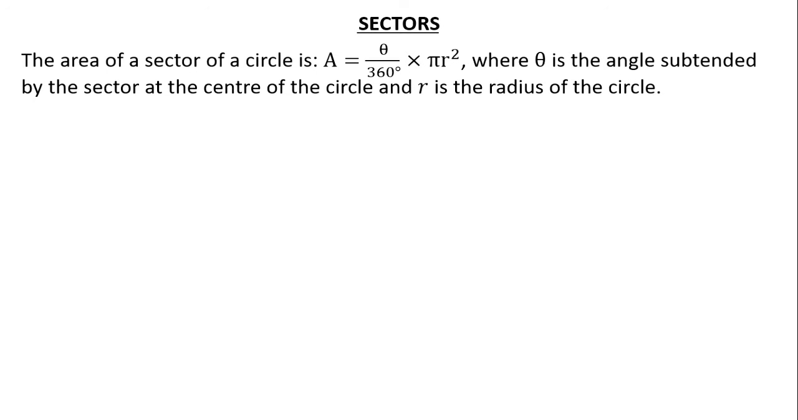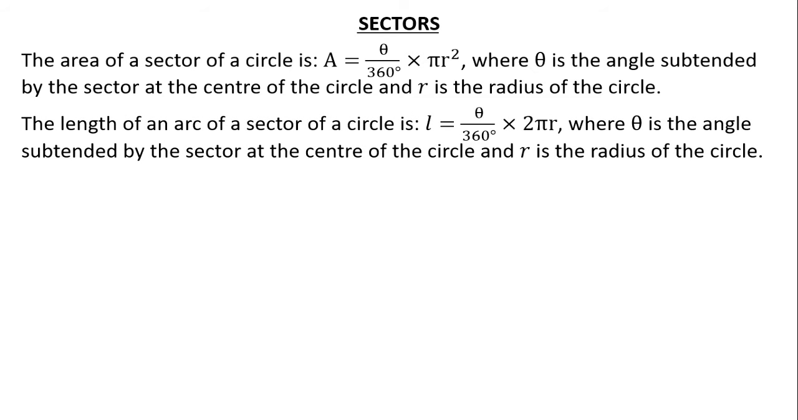Sectors. The area of a sector of a circle is such that A equal to theta over 360 degrees times pi r squared, where theta is the angle subtended by the sector at the center of the circle and r is the radius of the circle. The length of an arc of a sector of a circle is such that L equal to theta over 360 degrees times 2 pi r, where theta is the angle subtended by the sector at the center of the circle and r is the radius of the circle.